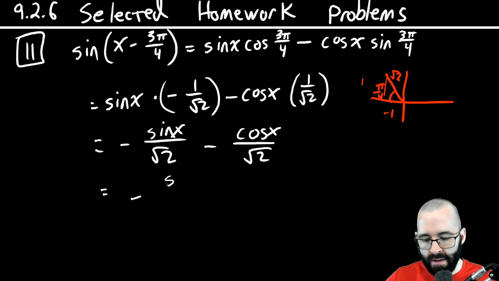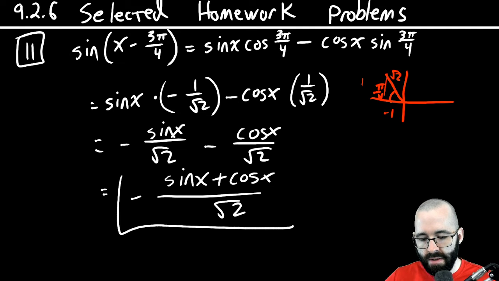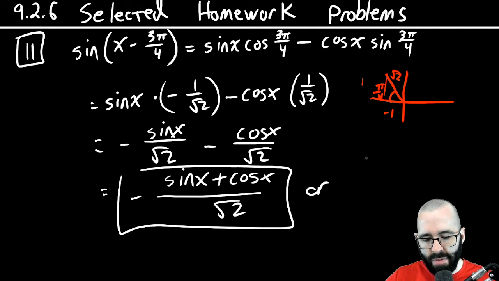Factor out a negative and add them together. Sine x plus cosine of x over root 2 is a good final answer. Or the book may also write it as negative 1 over root 2 times sine x plus cosine x.